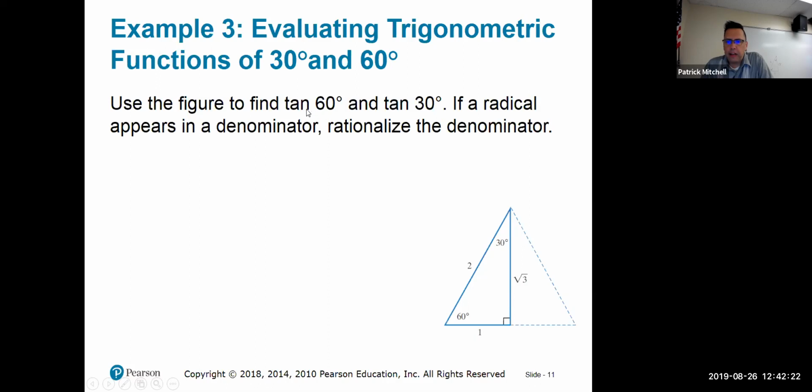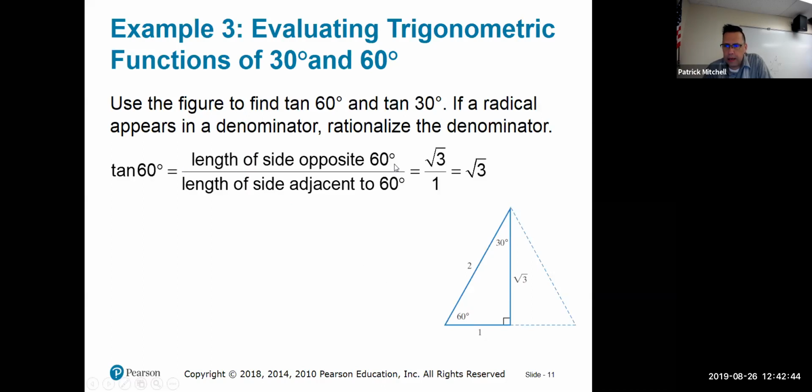So they're asking me to do tangent 60 degrees to start off with. So here is the 60-degree angle. The tangent is the opposite over the adjacent, right? So here is the opposite, square root of 3. Here's the adjacent, 1. So the opposite is square root of 3, the adjacent is 1, and of course the square root of 3 divided by 1 is just the square root of 3.